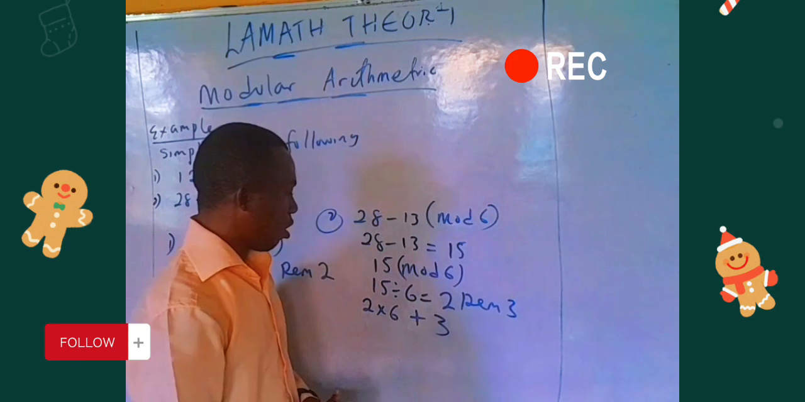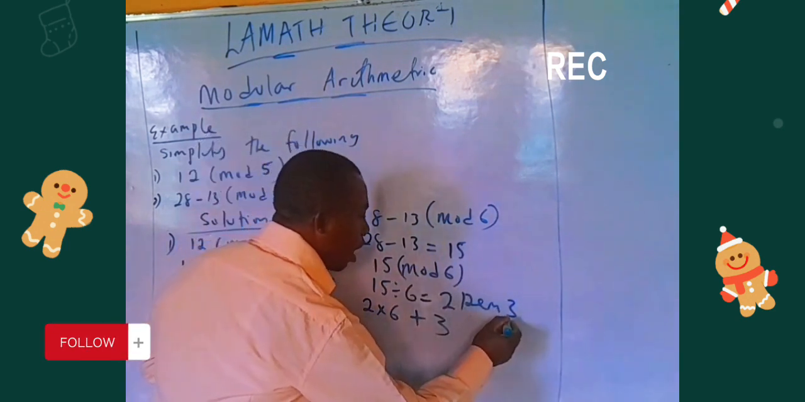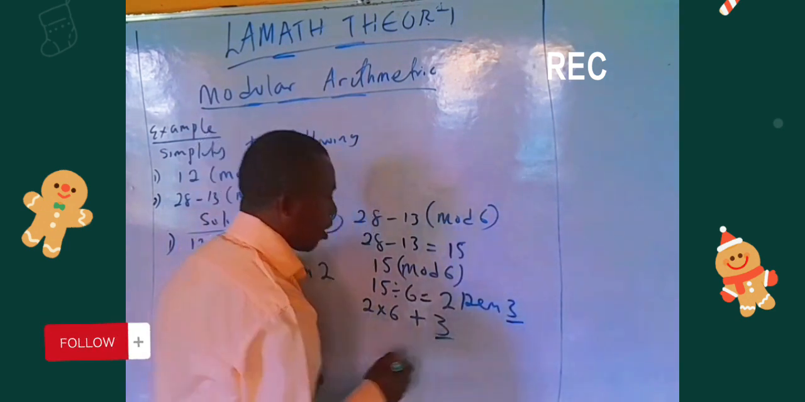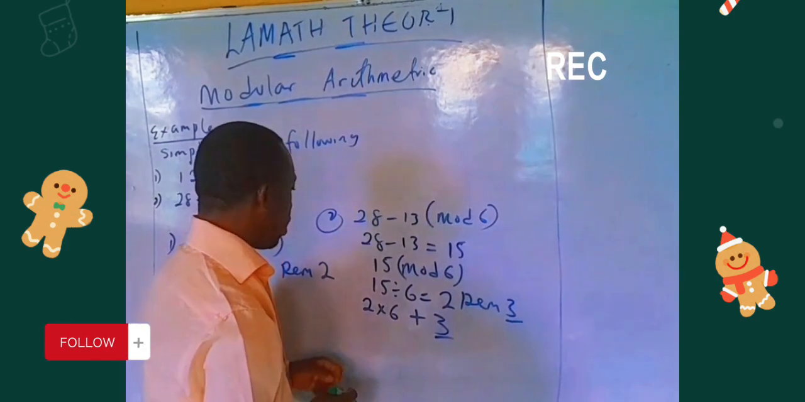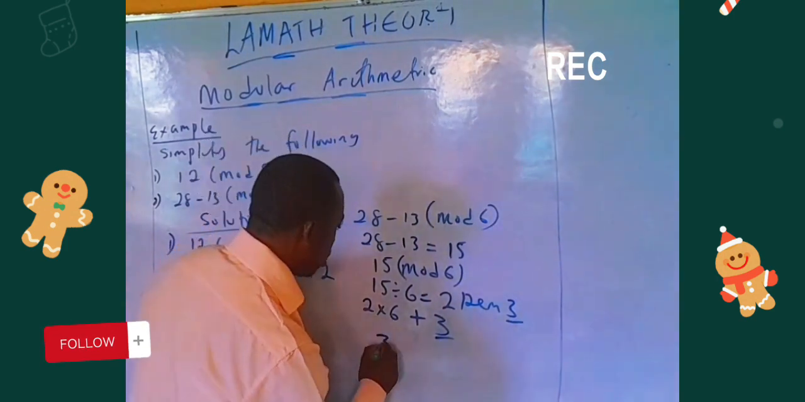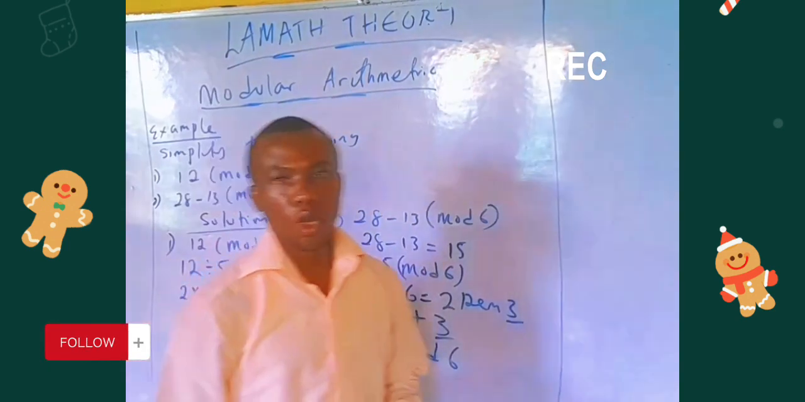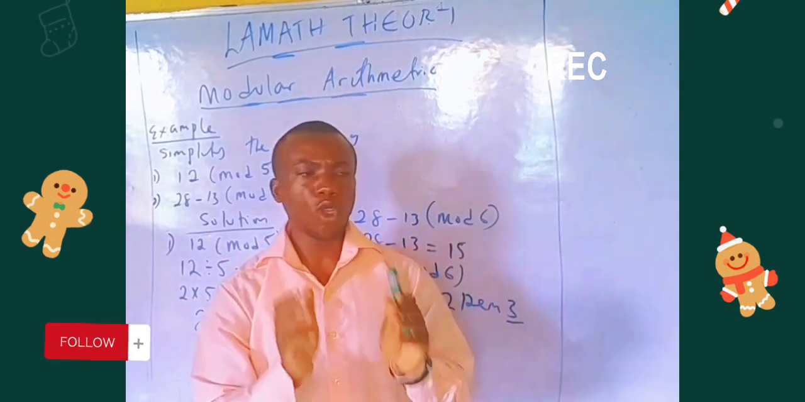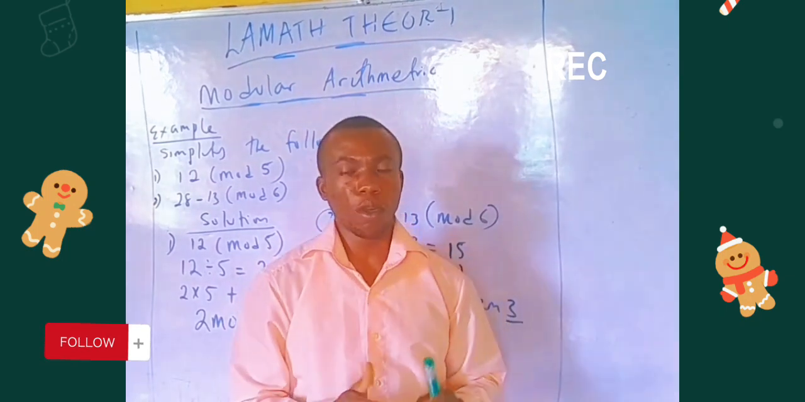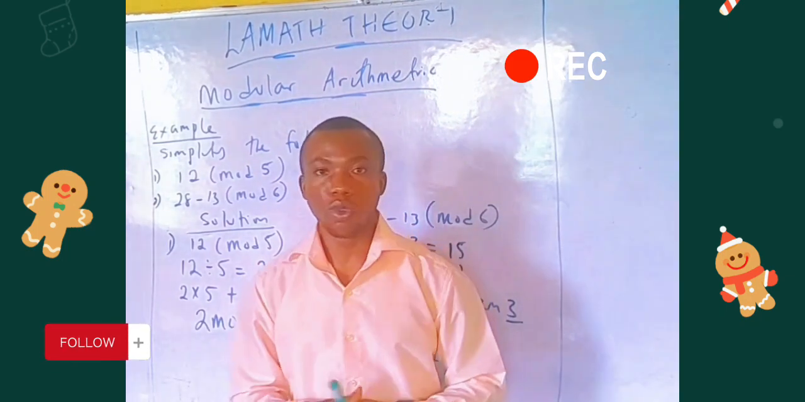Plus 3. But we are focusing on our remainder. So we focus on the remainder. That means we are going to have 3 modulo 6. So that is it. We also have some more examples as well that are not even this one.